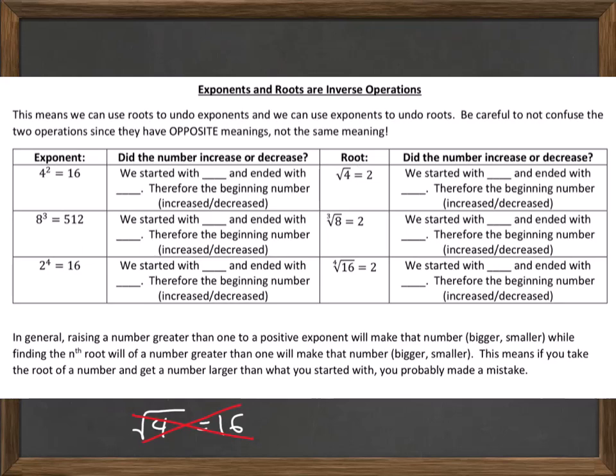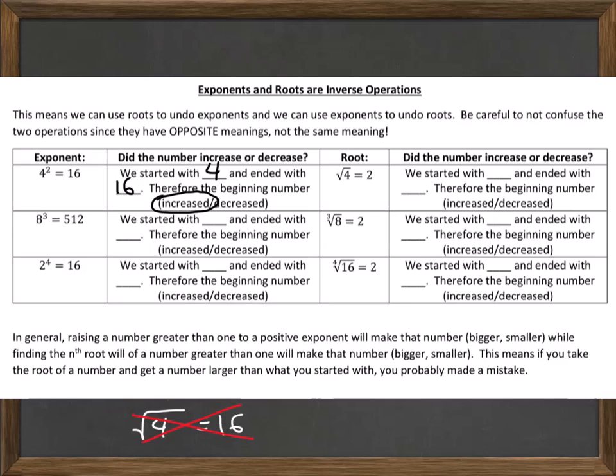So let's fill out this little table. Did the number increase or decrease? So let's all agree that we started with 4, right? And then we squared it. 4 squared is 16. So did 4 increase or decrease? Well, 16 is definitely bigger than 4, right? So by squaring the number 4, we got a larger value. Again, you can pause this video, fill out the rest of the chart, and then unpause it and make sure you are right.